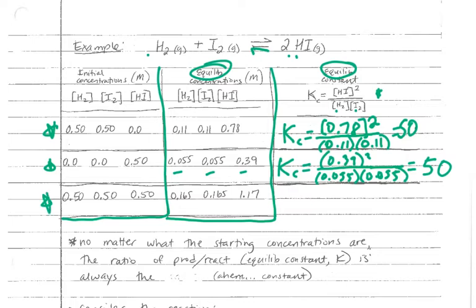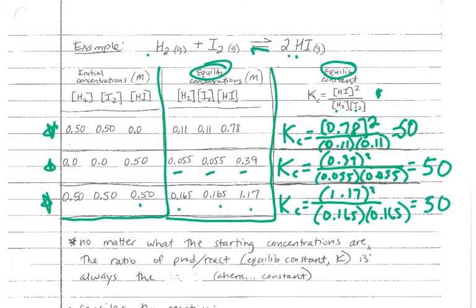Give you 3 guesses on what the answer to this third one's going to be. So in this one, we start with equal amounts of H2, I2, and HI. We run the reaction, and at equilibrium, we measure the concentrations of each. We plug into the equilibrium constant expression. Our product concentration at equilibrium is 1.17 squared, and each of the reactants 0.165 times 0.165, and we still get 50.